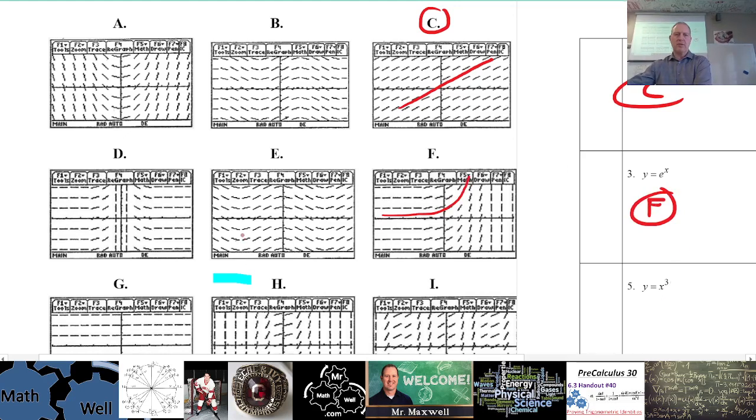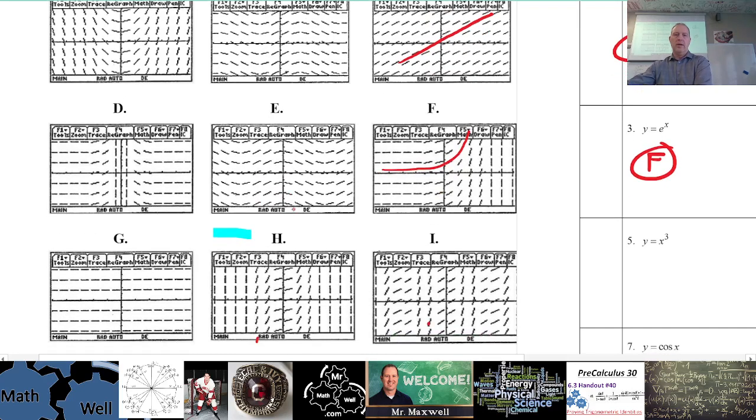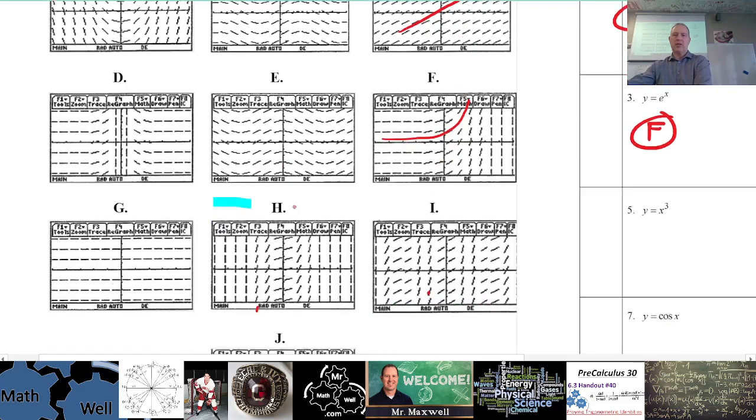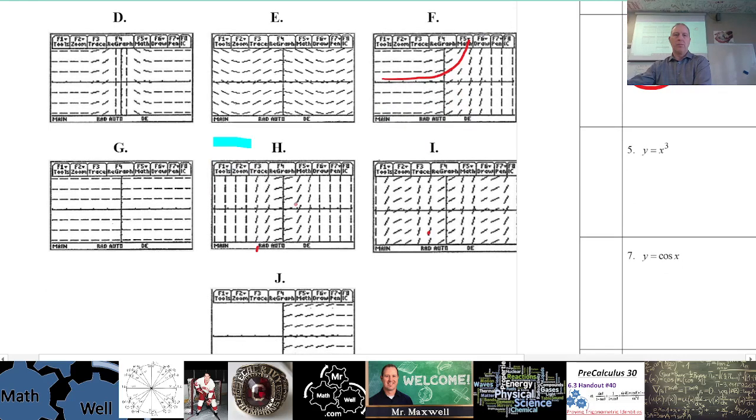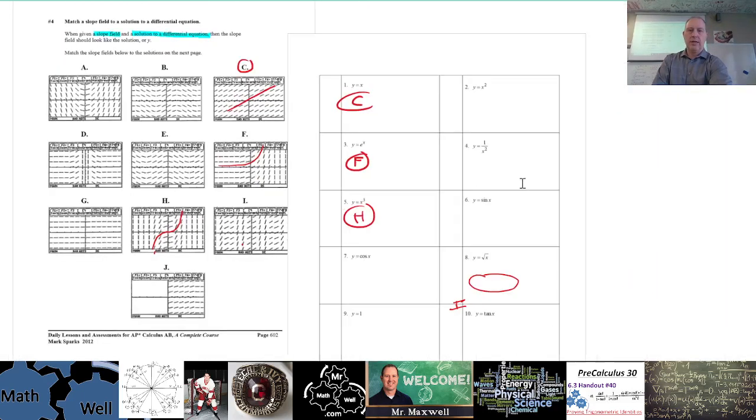And y equals x cubed. Definitely wouldn't be this, well, I suppose it could be this one. This one looks pretty sine or cos-like. Do you see a y equals x cubed anywhere there? Yeah, H is looking pretty good. If you were to draw this here, that would fit into that slope field right there. Very good, H.